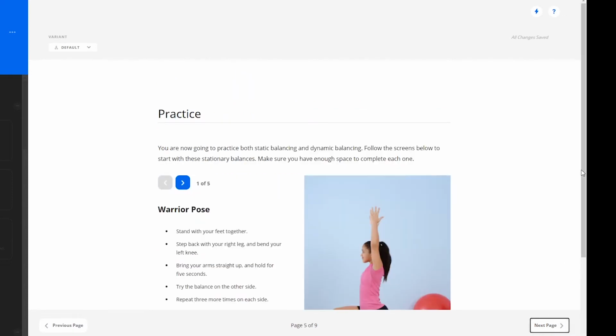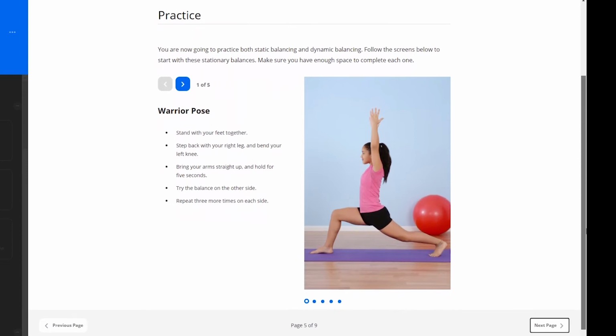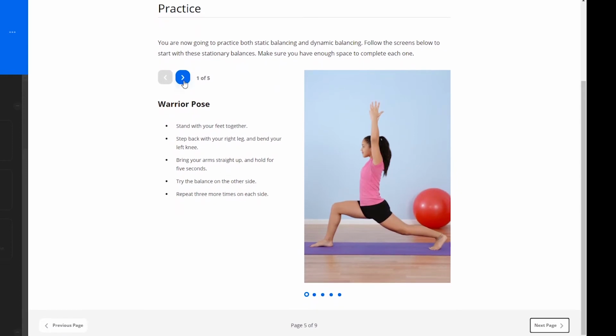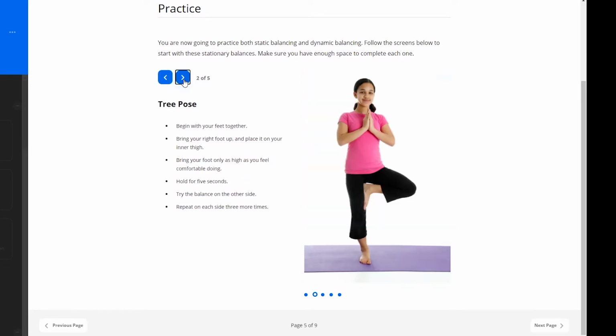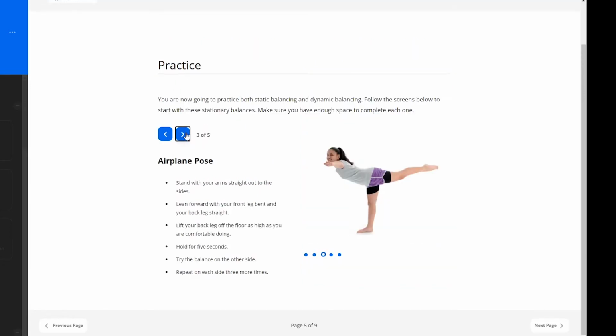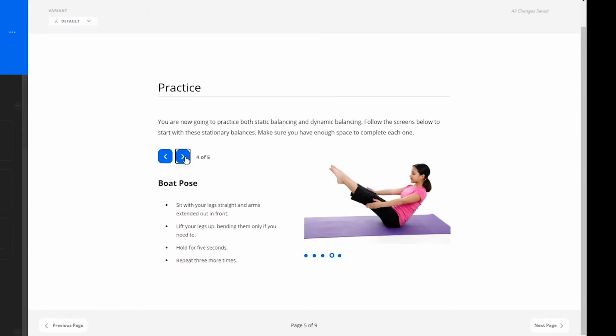Now learners will practice both static balancing and dynamic balancing. The arrows here for this multi-step will show different stationary balances, such as warrior pose, tree pose, airplane pose, boat pose, and upward plank pose.